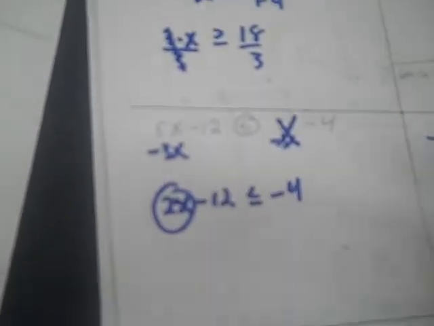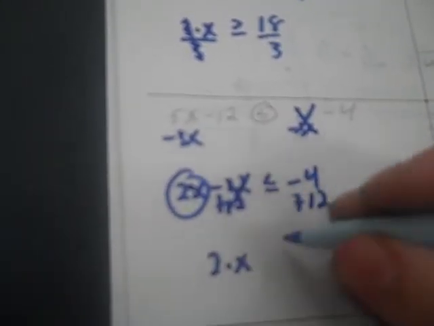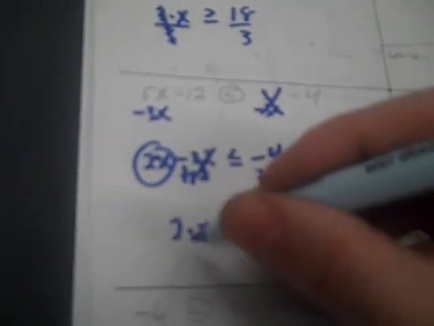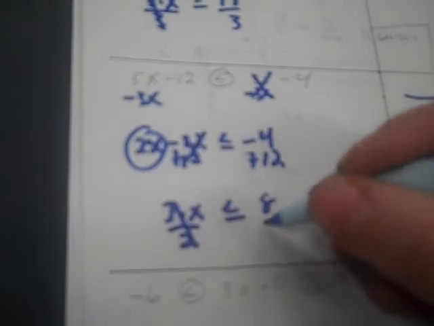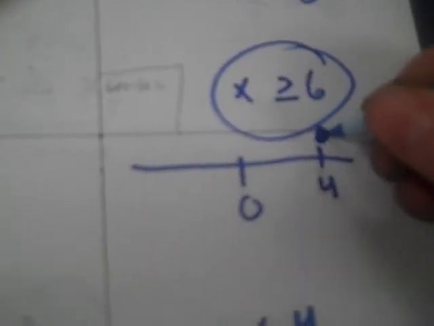Now dot and circle the only x that you have. It's a positive, so the sign will stay the same. Okay, so I have a minus 12, so I plus 12, plus 12. So I've got 2 dot x, I've got the sign, and negative 4 plus 12 is 8. Now it's time to divide. And I have my x, and then 8 divided by 2 is 4. And that is in the correct order, so 4 is our critical number. And then the line goes that way.